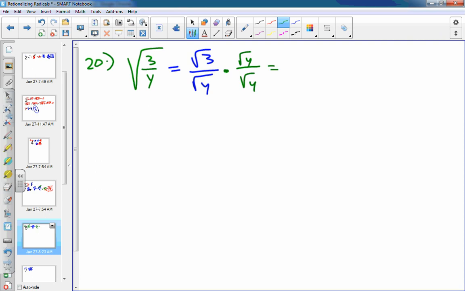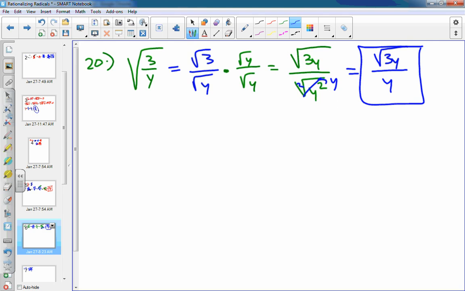So now, what do I do at the top? And what does that give me? The square root of 3y all over the square root of y squared. Yes? What is the square root of y squared? Do we all understand why that becomes y? Because the power is 2, the root is 2, and 2 divided by 2 is what? 1. Do we understand that? So this gives me the square root of 3y over y. Yes?